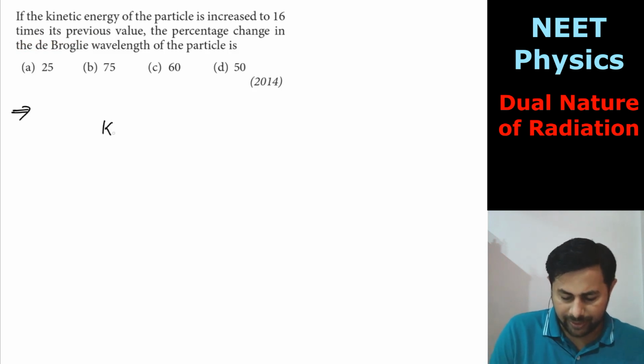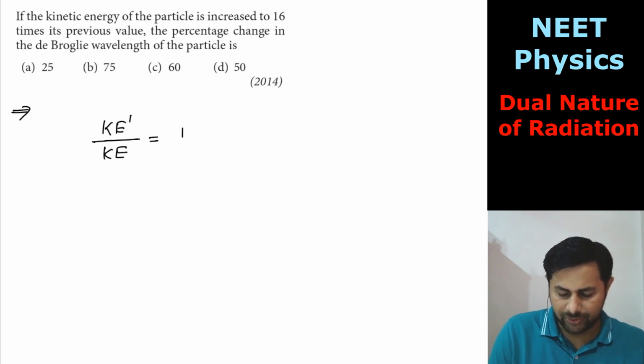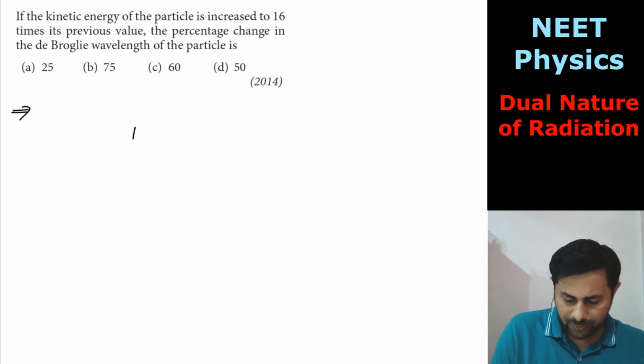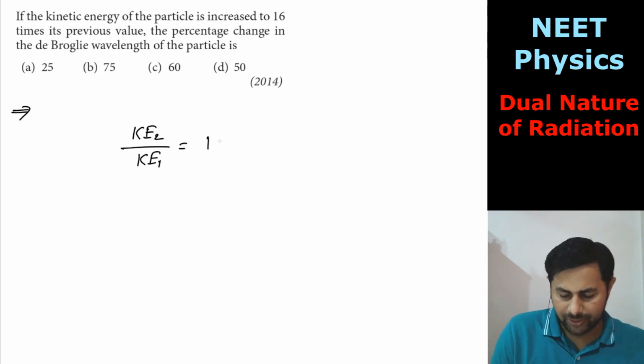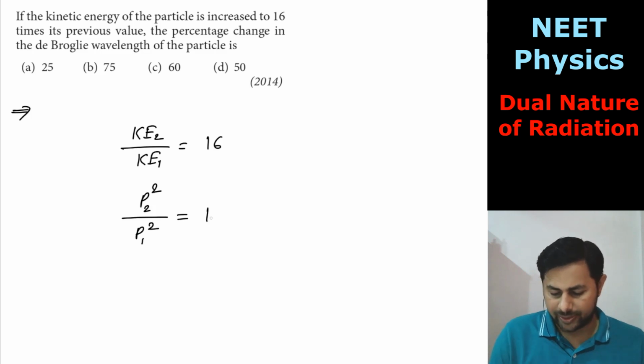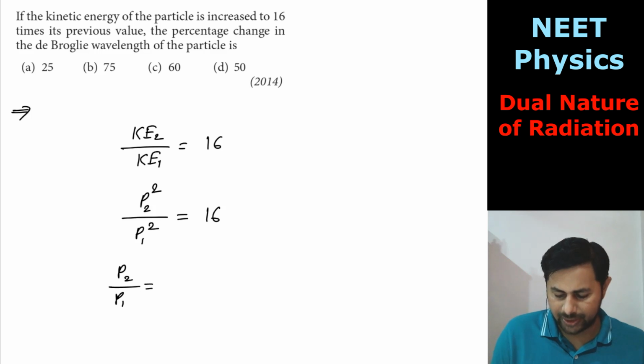Okay, so KE2 to KE1 is equal to 16, right? So P2 square by P1 square, because kinetic energy is directly proportional to momentum square. So this is 16. That means P2 by P1 is equal to what? 4.